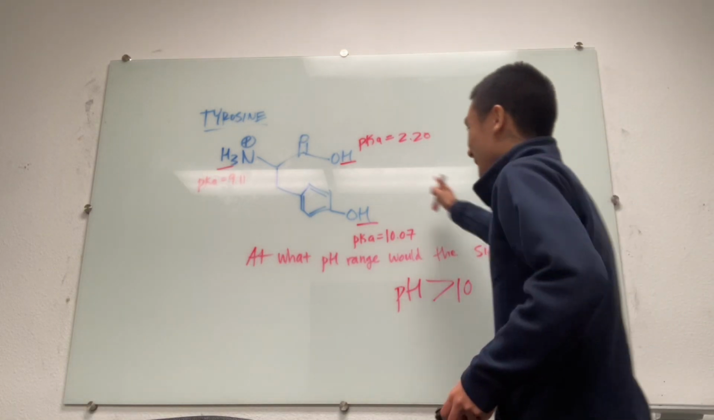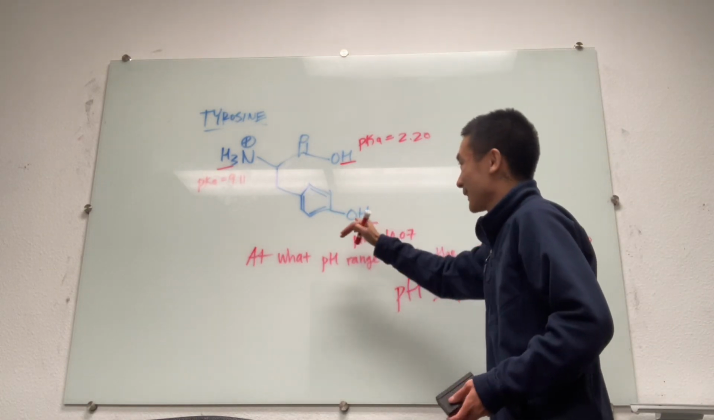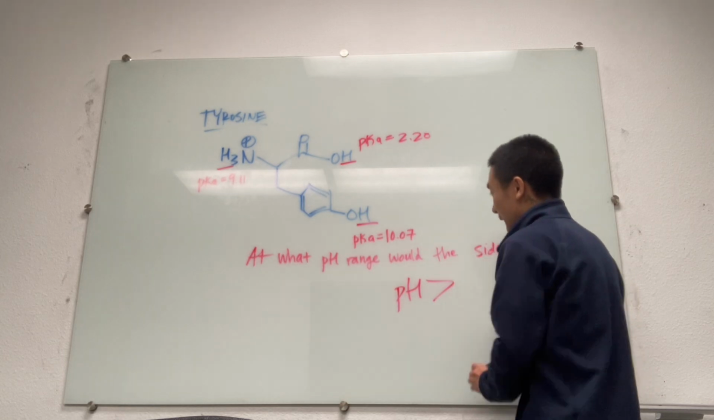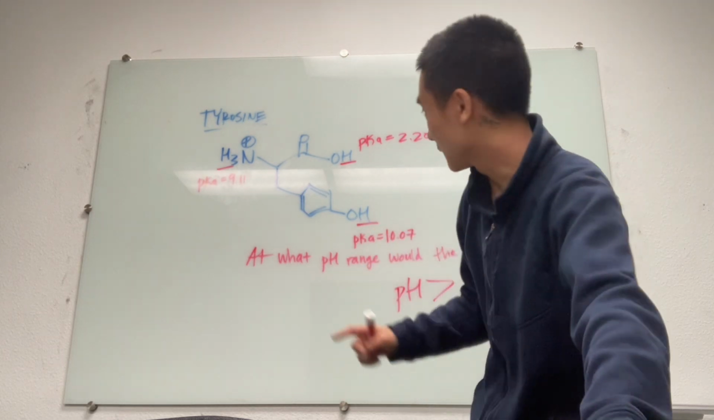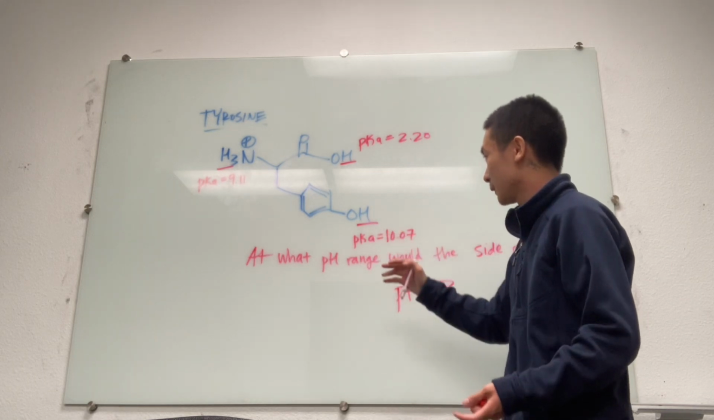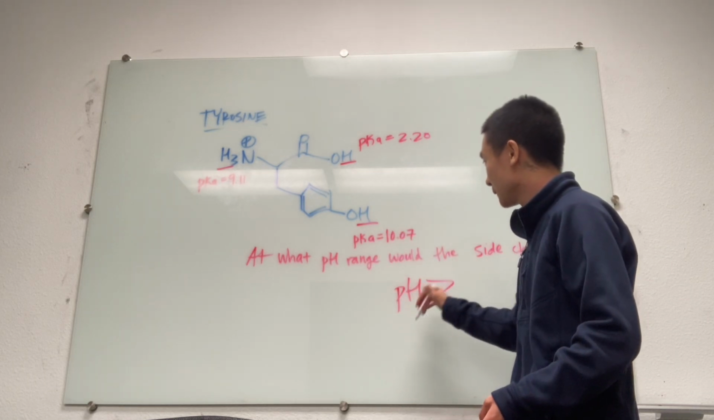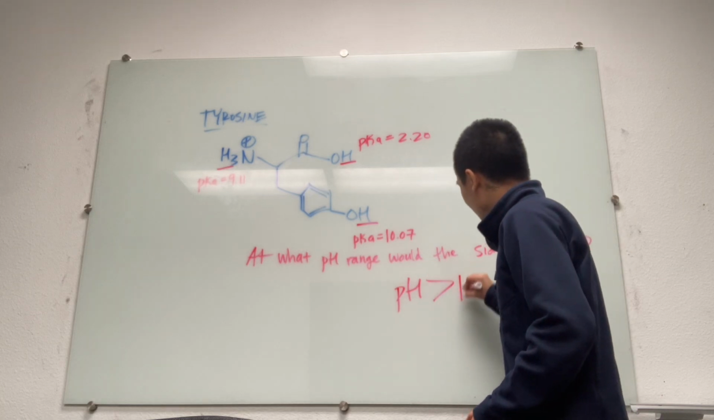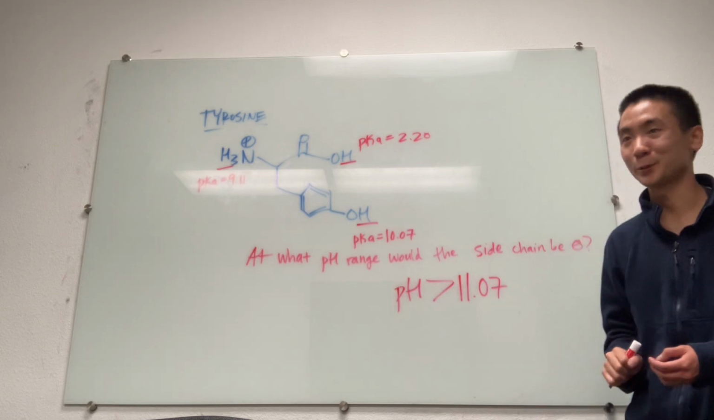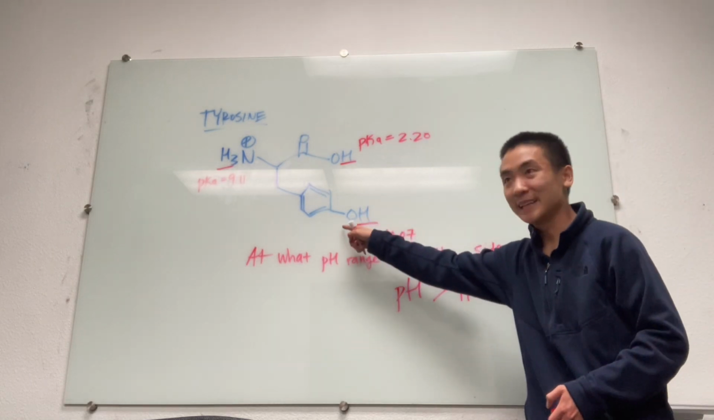So if we want everything to be deprotonated, if we want the whole amino acid to be deprotonated, it has to be higher by a magnitude of one in the pKa logarithm on the pH scale, right? Plus or minus one, depending on what you want to do. If you want everything to be negatively charged, right?